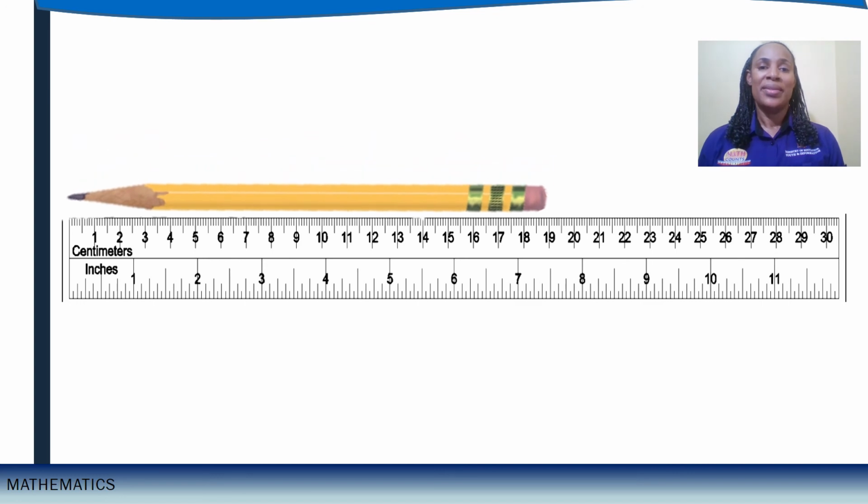Remember, to measure our pencil correctly, you must line up the starting point of the pencil with the zero mark on the ruler. Look at that. And there we go, we have our end mark also. Boys and girls, to find the length of the pencil, you read the number at the end mark. Can you tell me what number you see at the end mark of the pencil?